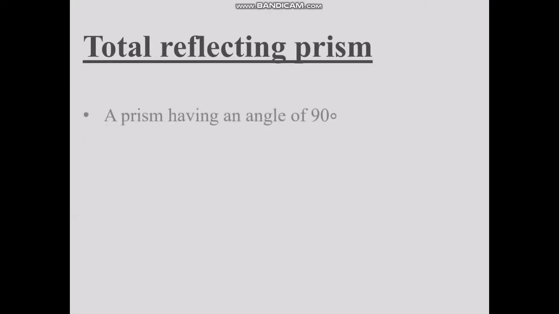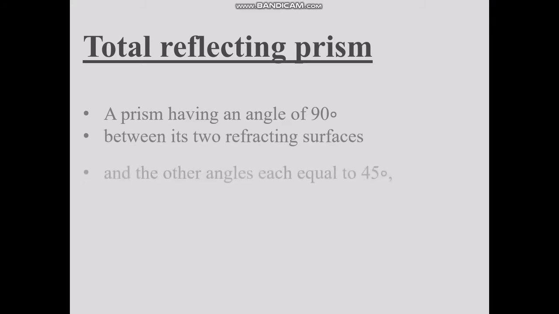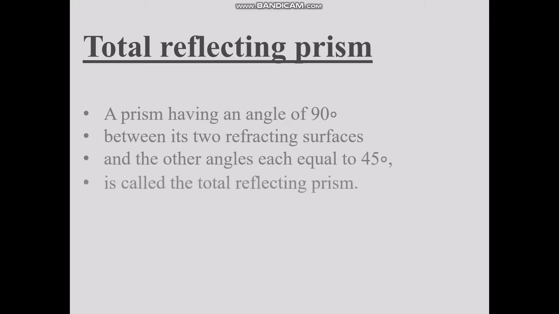What are total reflecting prisms? A prism having an angle of 90 degrees between its two refracting surfaces and the other angles each equal to 45 degrees is called a total reflecting prism. That means any prism having an angle of prism as 90 degrees and base angles as 45 degrees will act as a total reflecting prism.